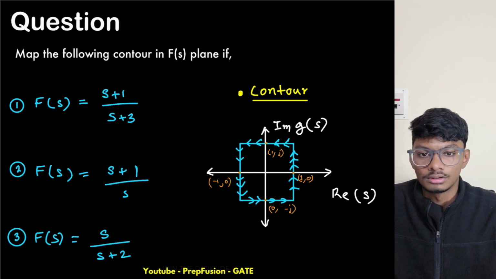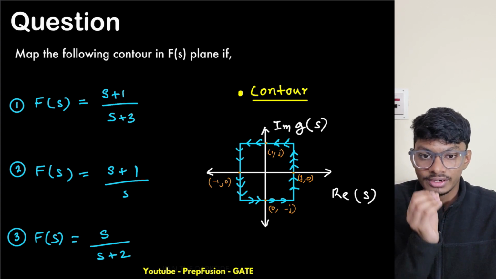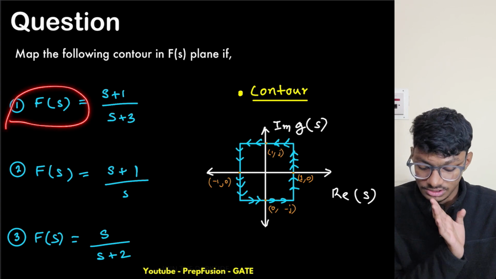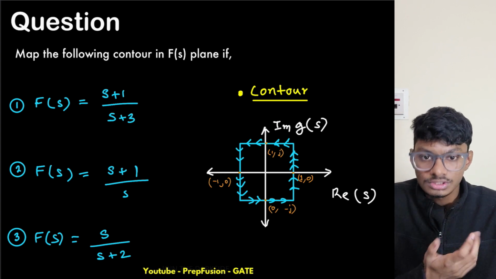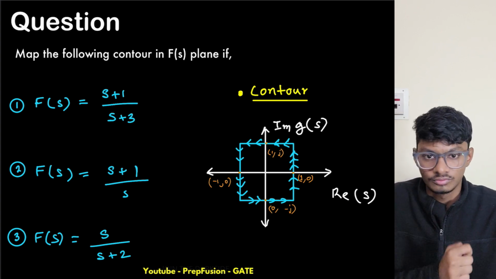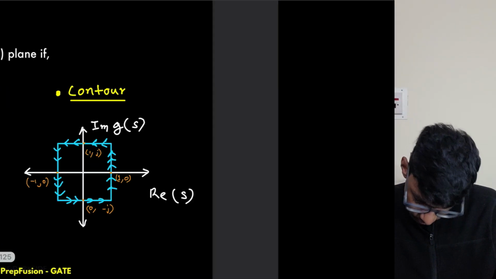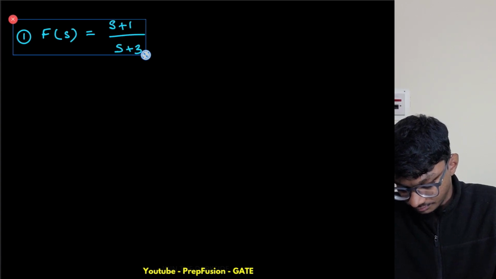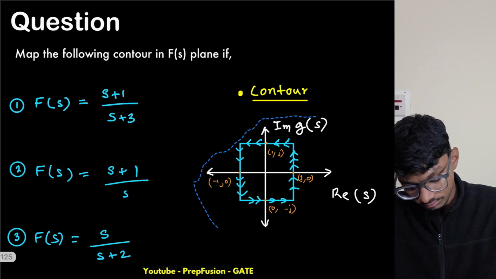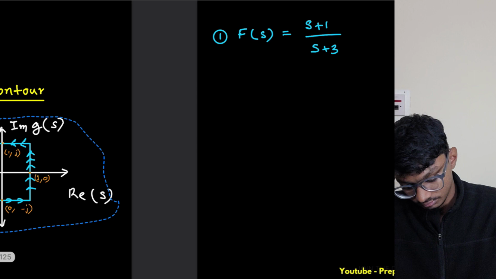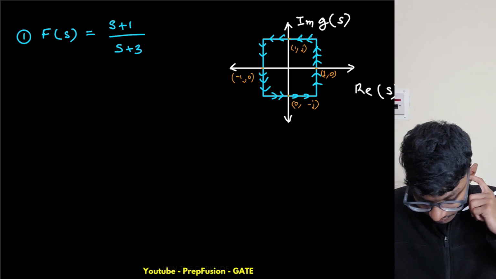After this lecture, or in a few slides, we'll understand how to get a good idea of how this mapped contour will look when some contour is given. There are a few rules which I will explain to you, and there we'll understand. So let's first take this first function, f of s. This is my first function, and this is my contour.